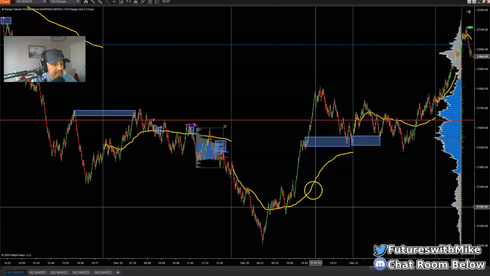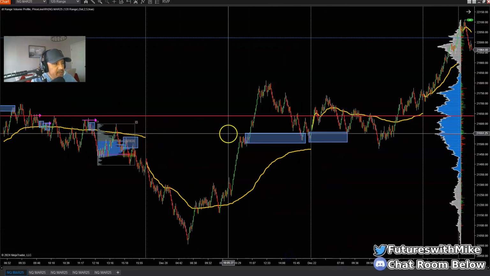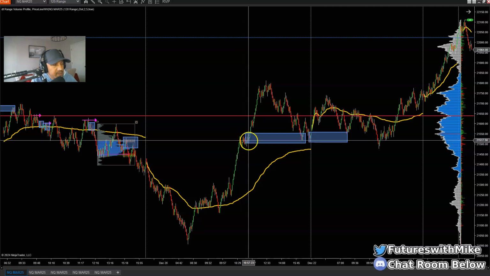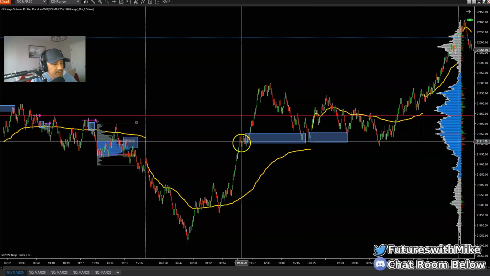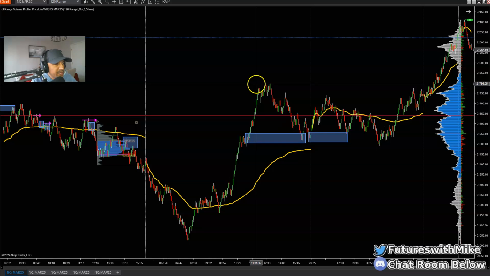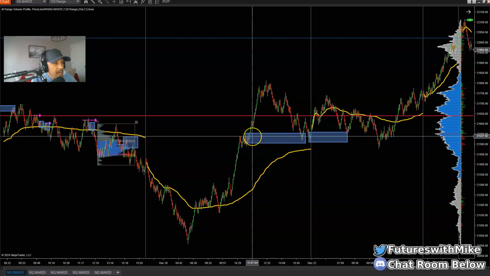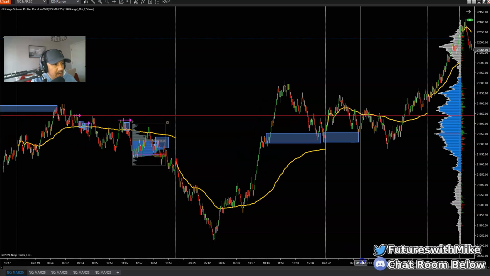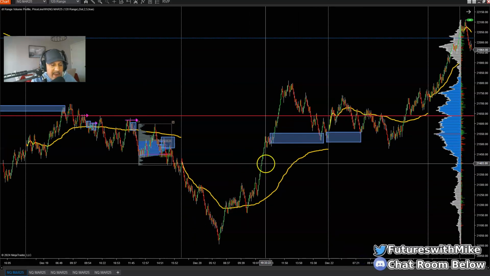Pulls back, comes back to this area of demand. You can see the market went into a little bit of consolidation here, trying to figure out which way it was going to move. Break structure to the upside, comes back, high probability demand zone resting right here. But if we look at where we are, we're above the VWAP right here, okay?